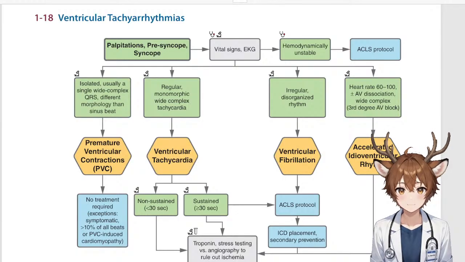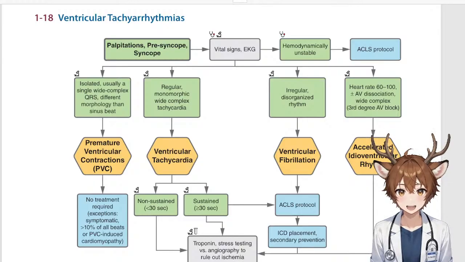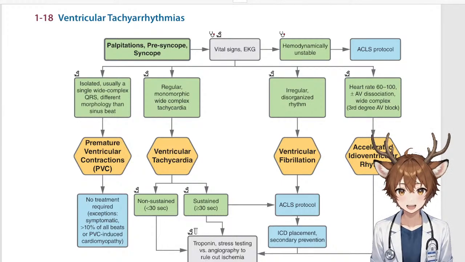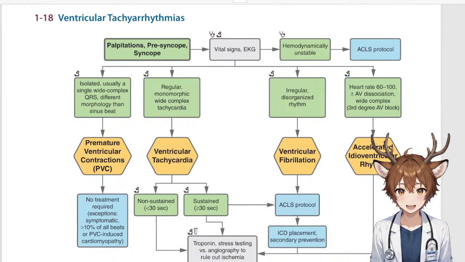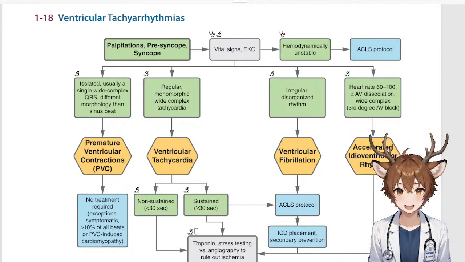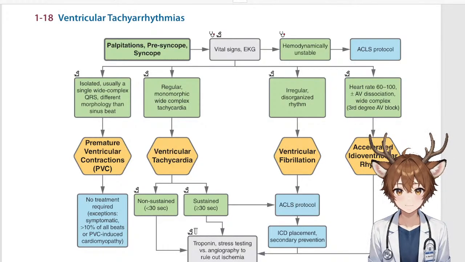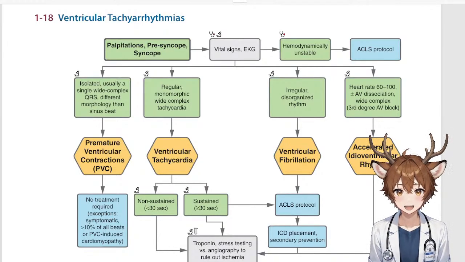What about, again, vital signs? Let's say it was ventricular fibrillation. In that case, where it's a disorganized rhythm, you do, again, ACLS protocol, ICD placement, secondary prevention, troponins, stress testing versus angiography to rule out ischemia. The other thing, again, is accelerated idioventricular rhythm. That's because, again, a heart rate of 60 to 100, plus or minus AV dissociation, wide complex third degree AV block. In that case, if it's accelerated idioventricular rhythm, likewise, you do troponin, stress testing versus angiography to rule out the ischemia.